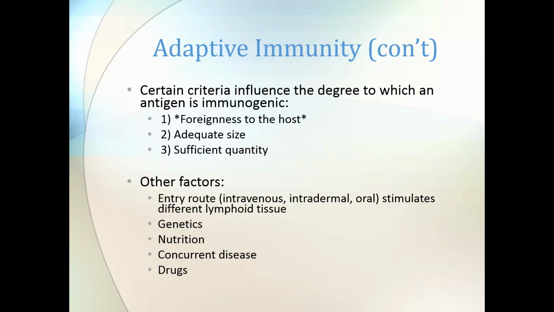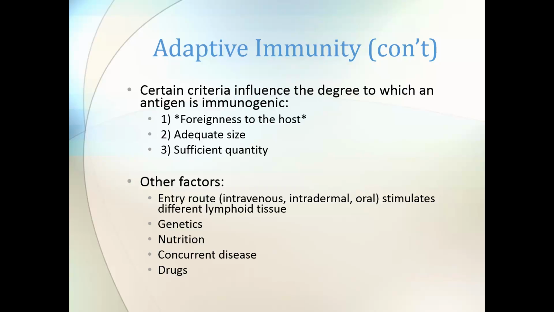So that being said, certain criteria certainly influence the degree to which an antigen is immunogenic, and I mentioned that. So how foreign is it? So foreignness to the host. That's one of the biggest things, is how abnormal, how foreign to the body is it? Adequate size, sufficient quantity, etc. There are also some other factors in terms of the actual individual that can dictate how immunogenic an antigen is. So how did it get in? So its entry route. Genetics can certainly play a part, so genetics of that particular individual.